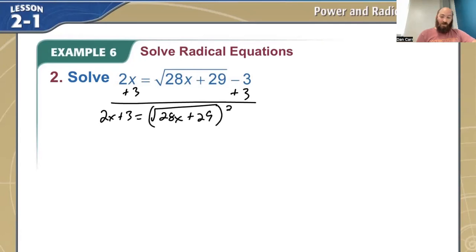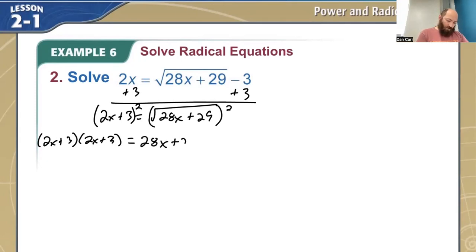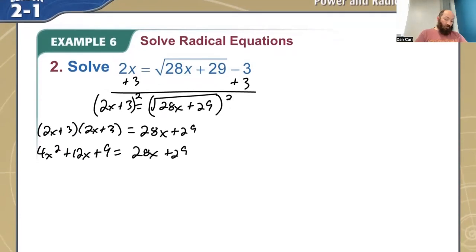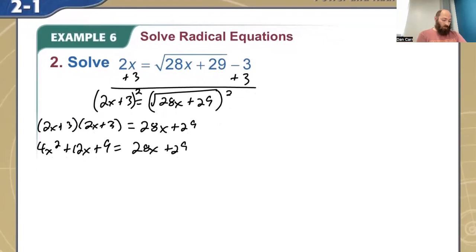Now, normally I would just square both sides to get rid of the square root. I am going to do that, but I have to be careful how I do the left side. This is going to be 2x plus 3 multiplied by 2x plus 3, which means I'm going to distribute. On the right side, it'll just simplify to 28x plus 29. On the left side, 2x times 2x is 4x squared, and I'll have 6x and 6x, which gives me 12x, plus 9. It's 28x plus 29.